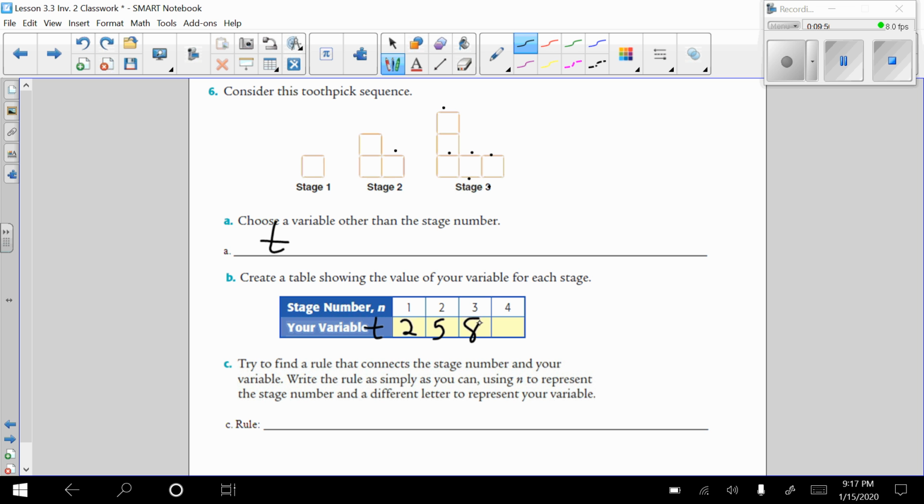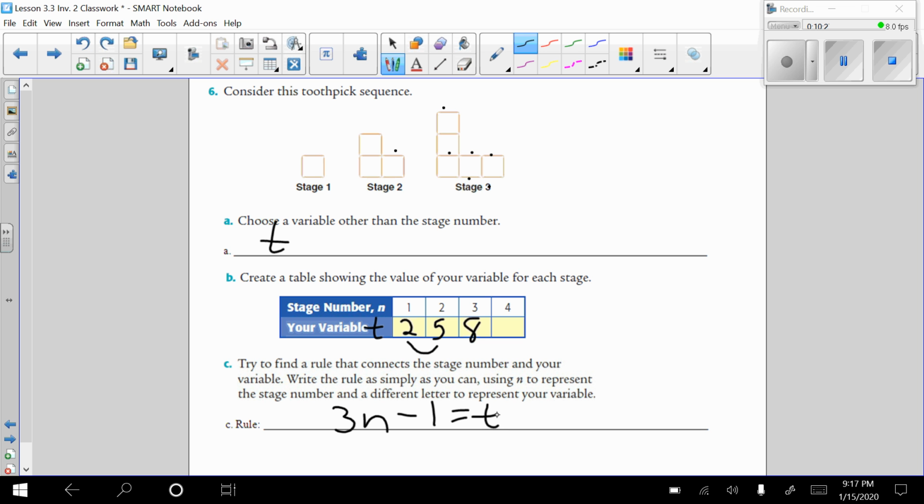Well, to do that, I need to figure out a rule or start looking for a pattern. The numbers are in order for the stages, so I can try to find the difference. What happened from 2 to 5? We increased by 3. That goes with my variable. My variable for my stage numbers is N, so that would be 3N. If I substitute 1 in for N, I have 3 times 1, which is 3. How do I adjust it to get to the total number 2? I have to subtract 1 to equal my T. That would be the rule for that one.